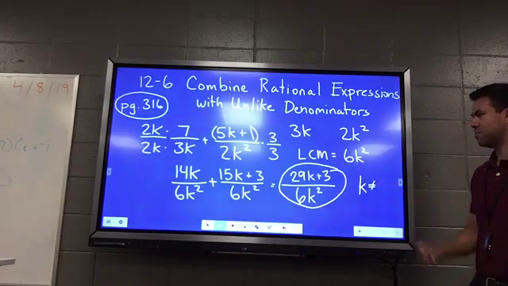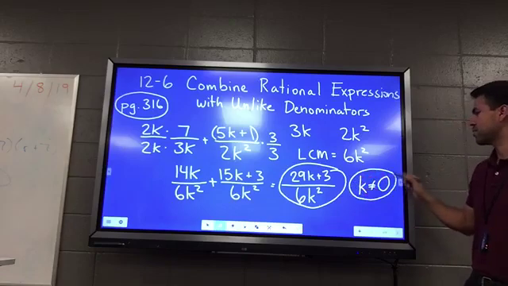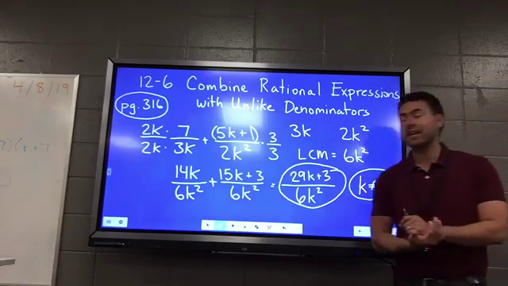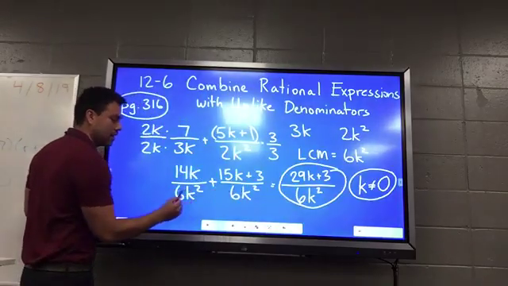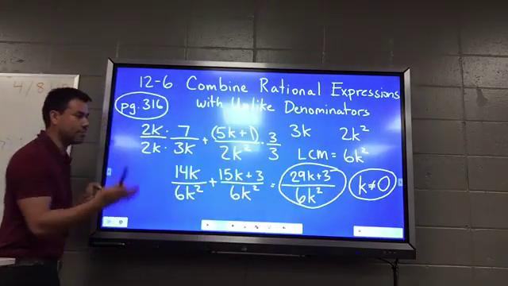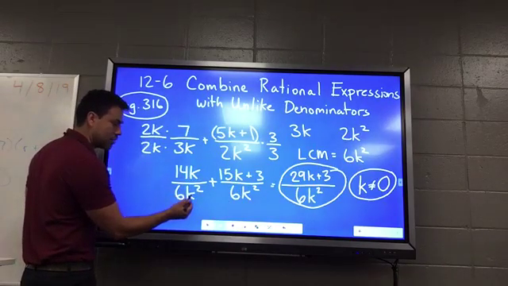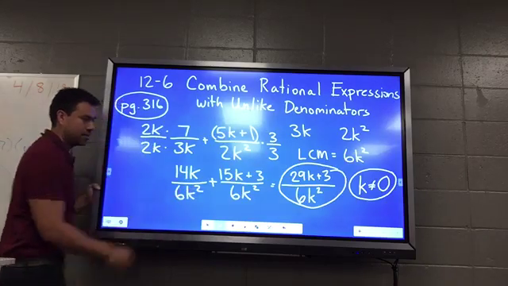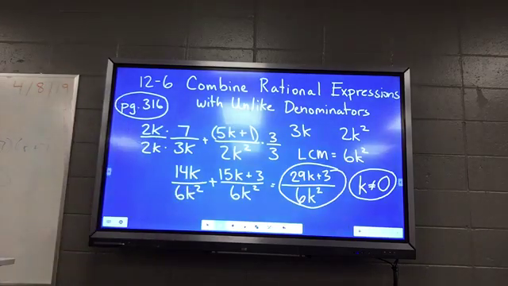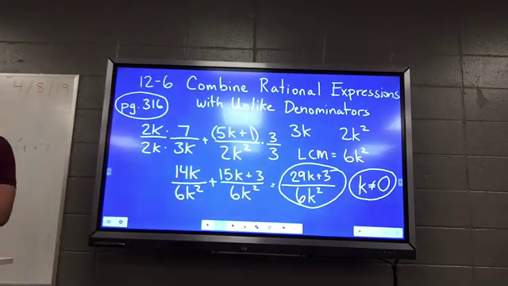K cannot equal 0. Wait, yes, you were correct. K cannot equal 0. How did we get that K cannot equal 0? What a great question. Look at your common denominator, and you can look at one of them. What can K not be in that denominator? It cannot be 0, because if K is 0, what's 0 squared? 0. Times 6? That's bad. 14K over 0? Not good. Or technically that would be worth 0 over 0? Not good. Ask your calculator.